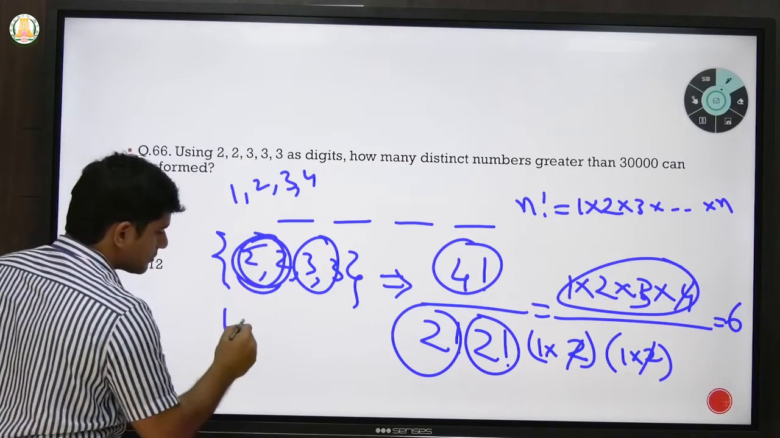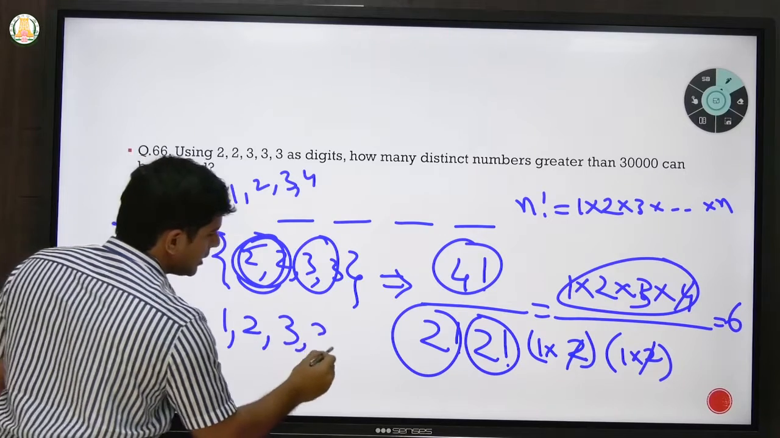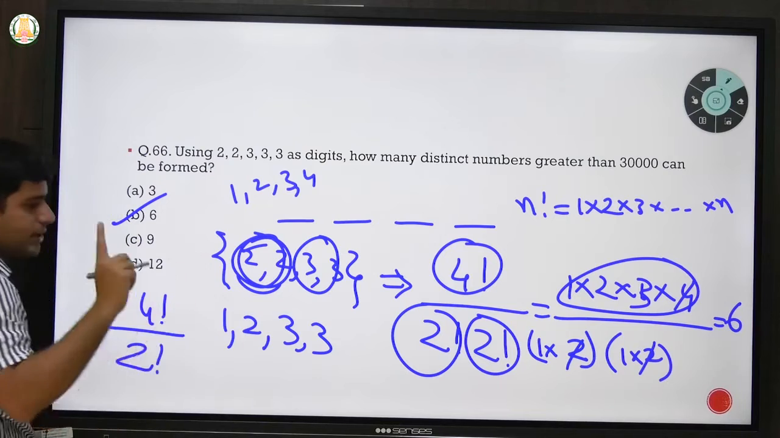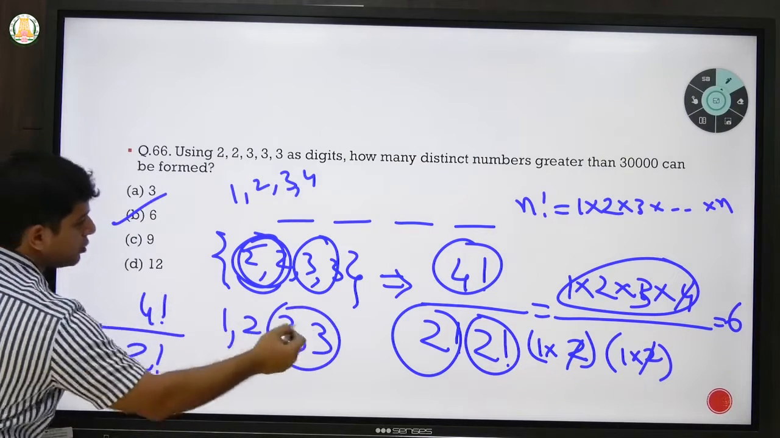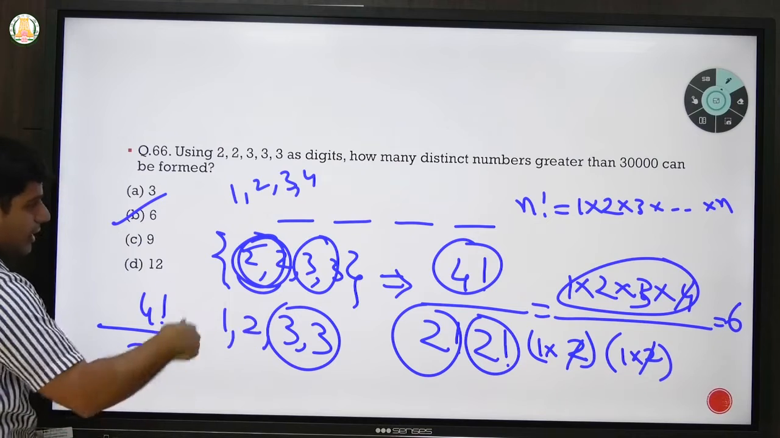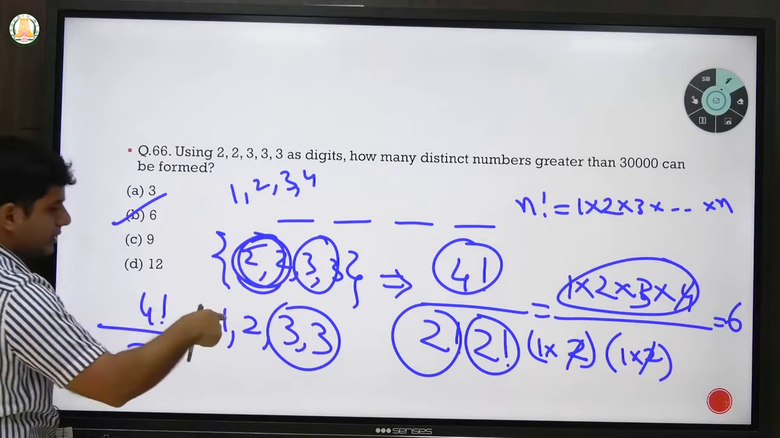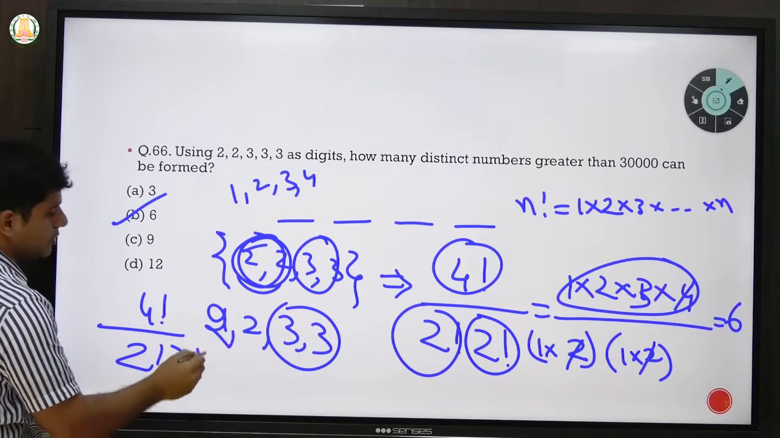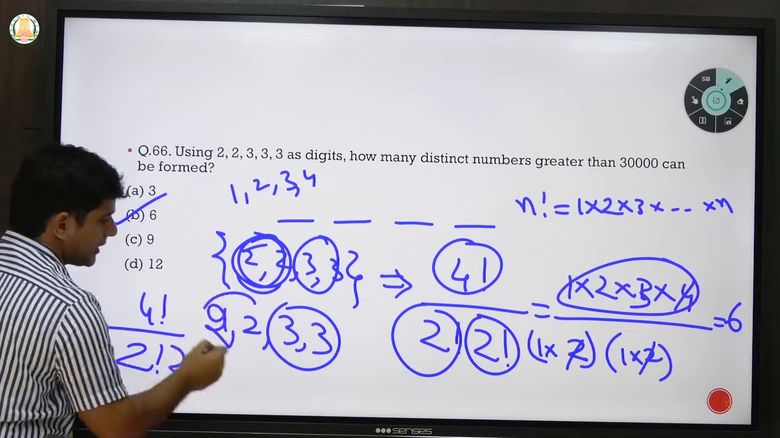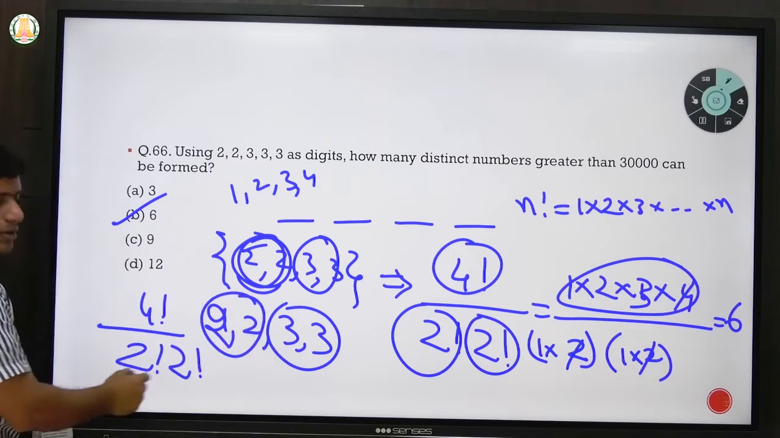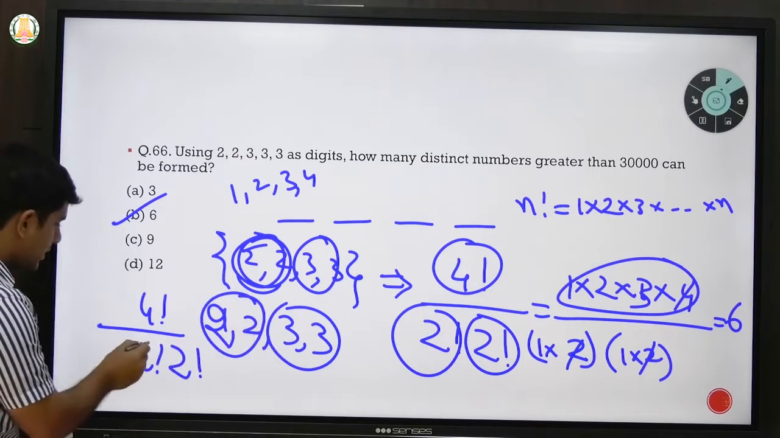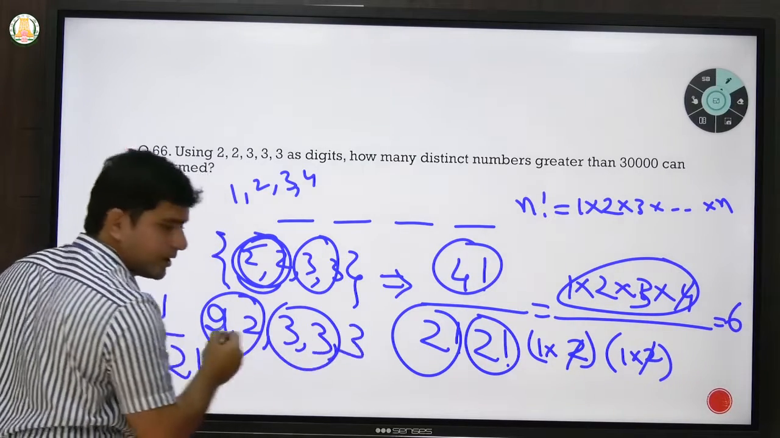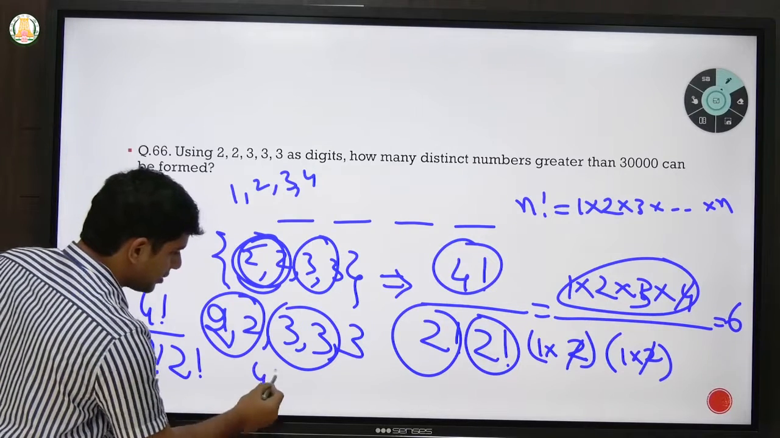So had this been 1, 2, 3, 3, then the factorial would have been 4 factorial by 2 factorial, because there is only one set which is having 2 as same. But here we have seen 2 sets are same. This one also has become 2. So we have to divide by another 2 factorial. So how many ever such sets you have, those many 2 factorials you have to divide. And remember, this size of 2 comes from the size of the set. So had this been like 3, 3, 3, then this would have been 4 factorial by 3 factorial.